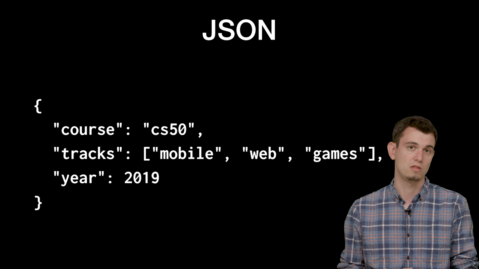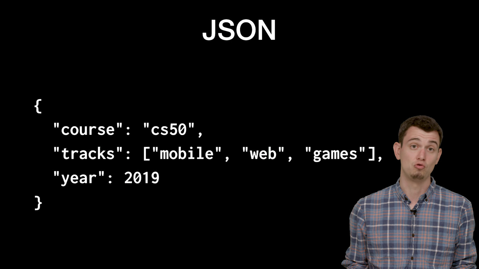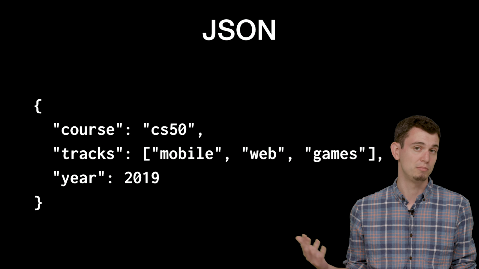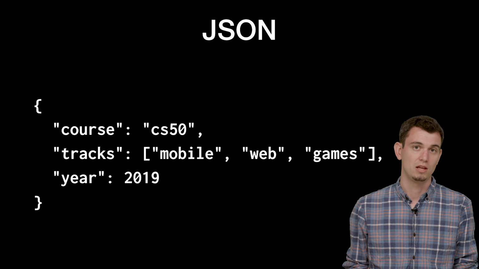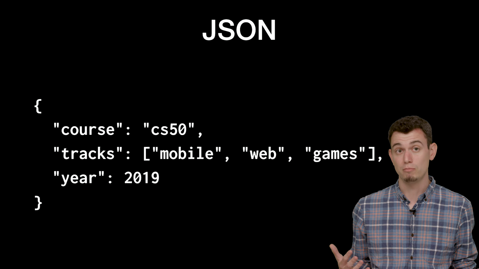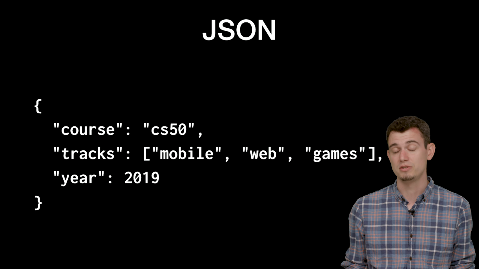You'll notice here that we can have a string value like CS50. We could have an array of strings like mobile, web, and games. Or we could have numbers like 2019. In the case of our API, we're mostly going to be dealing with strings and lists of strings, but JSON has a few other data types that you might run into.